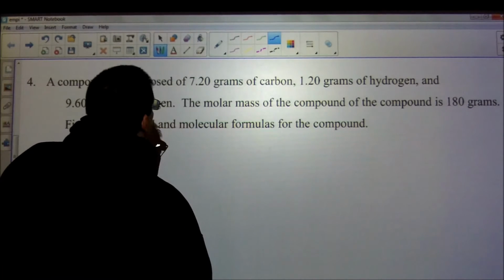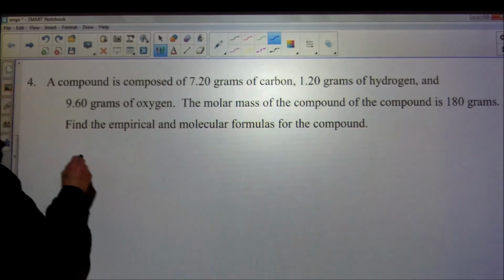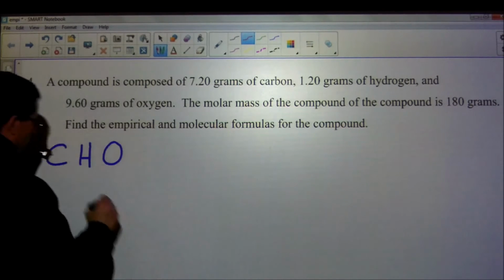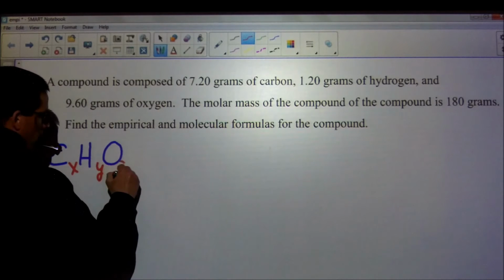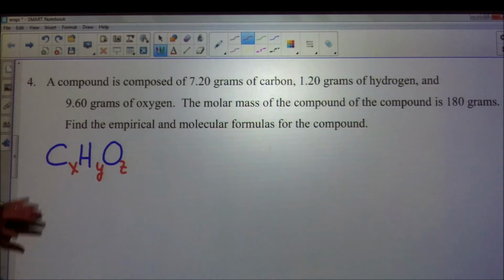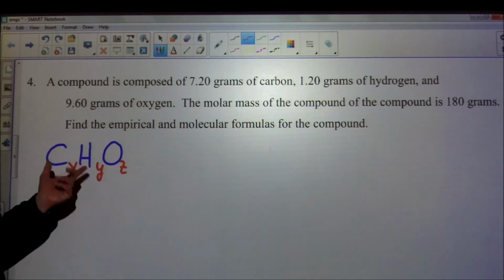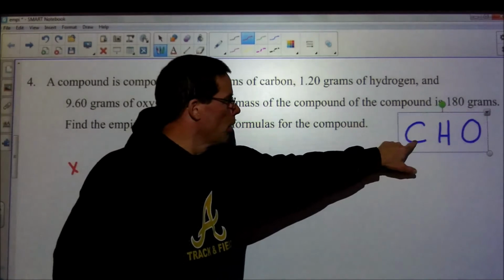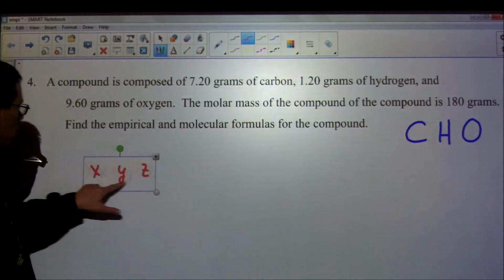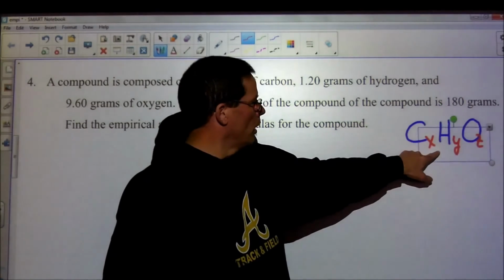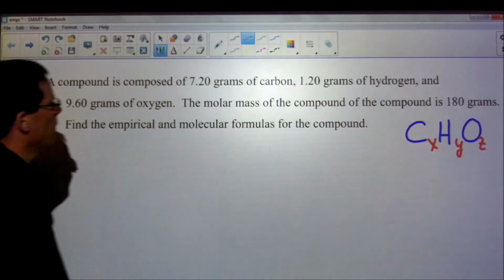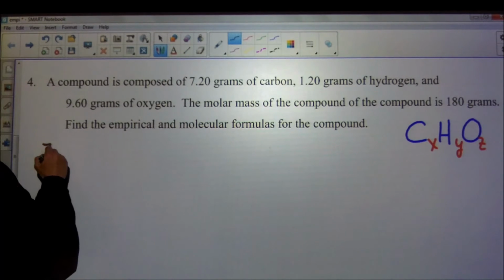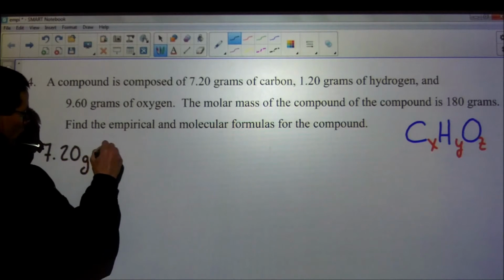So when looking at this, we have some information. We have a carbon, hydrogen, and oxygen compound, and we're looking for these values here. We want to know what the X, Y, and Z are for this carbon, hydrogen, and oxygen compound. So let's move those over. We'll come back to that. We're going to find out what those values are in a moment. Let's list them in the order that we were given. So 7.20 grams of carbon.